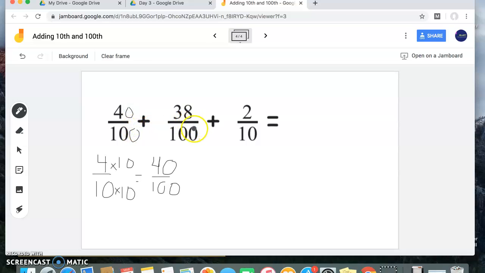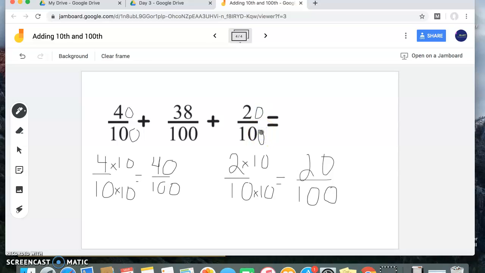Now I'm looking at my next fraction, 38 hundredths, and I see that my denominator is already 100, so I can leave this fraction exactly the same. But now when I go to 2/10, I notice that my denominator is not 100, so I need to find another equivalent fraction. So just like 4/10, I'm going to multiply my numerator by 10, giving me 2 times 10 is 20, and my denominator by 10 as well. 10 times 10 is 100. And now this is showing me that 2/10 is equivalent to 20 hundredths. So up here I'm going to change this to 20 hundredths.